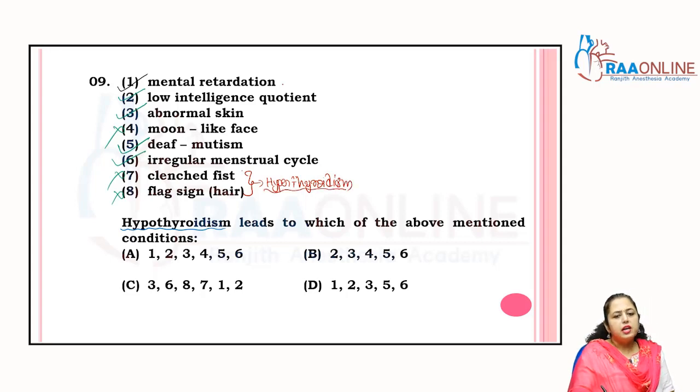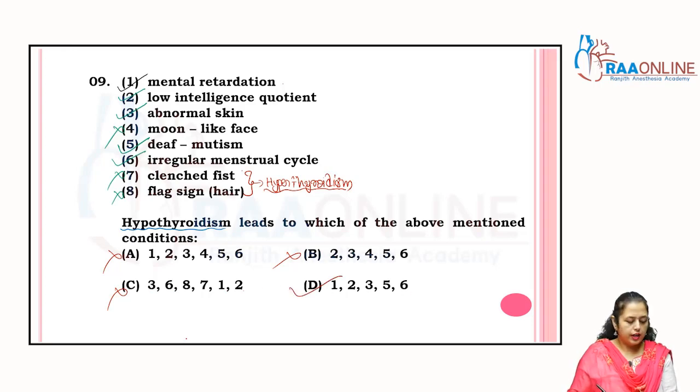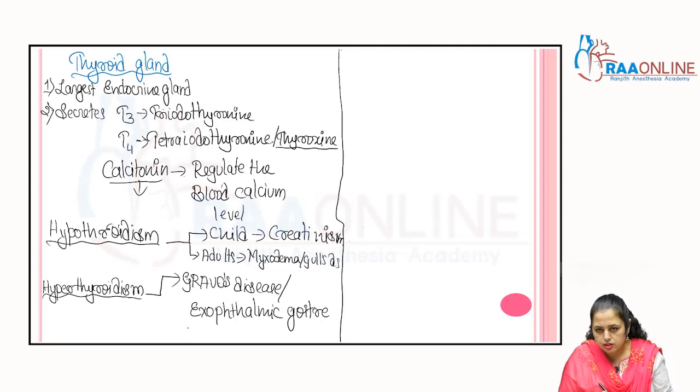So the answer is mental retardation. The options are 1, 2, 3, 5, 6. Yes, exactly. Answer is D, right? Now come to the next question.